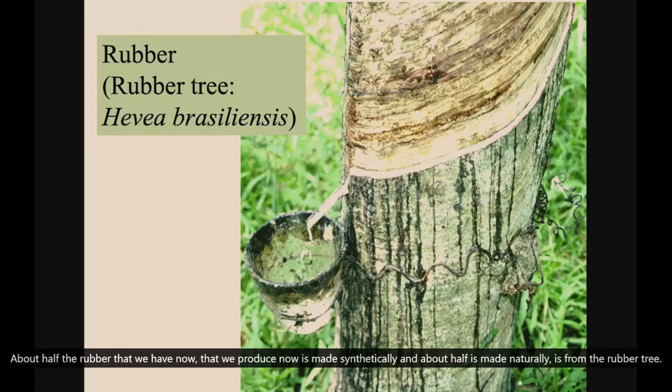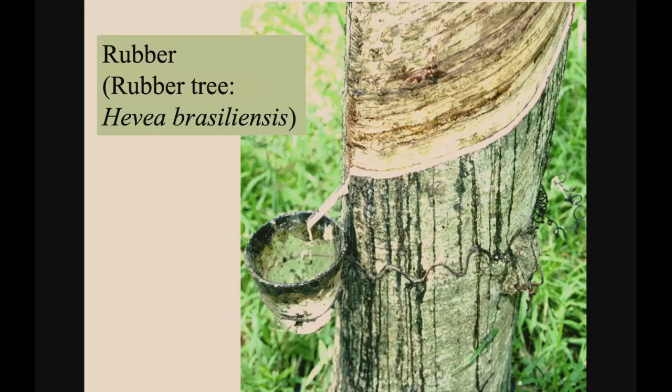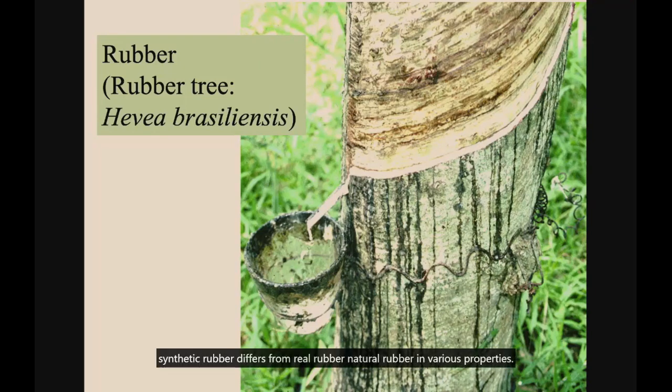About half the rubber that we produce now is made synthetically, and about half is made naturally. It's from the rubber tree. The rubber tree native to South America is now planted, of course, across the world in plantations. And synthetic rubber differs from natural rubber in various properties. So tires, for example, have a lot of real rubber in them. Rubber's called rubber. Does anyone know why rubber's called rubber? Joseph Priestley named it. It's because it rubs out pencil marks.